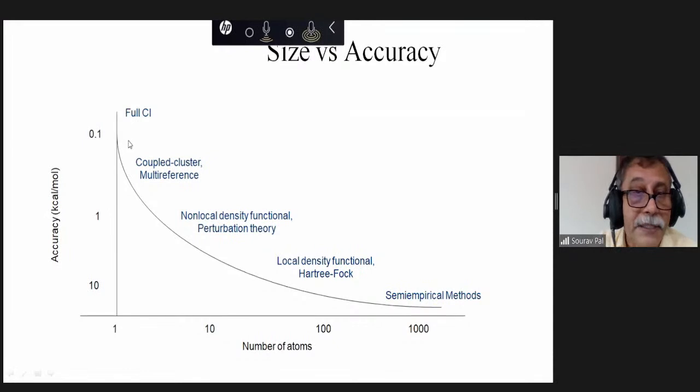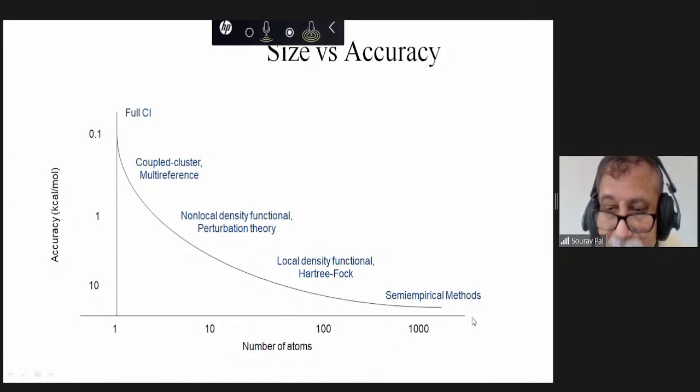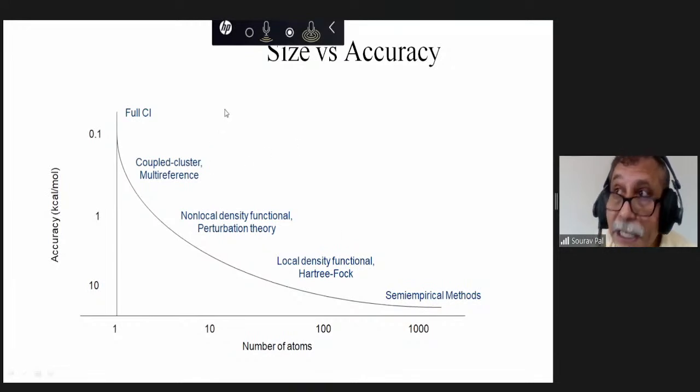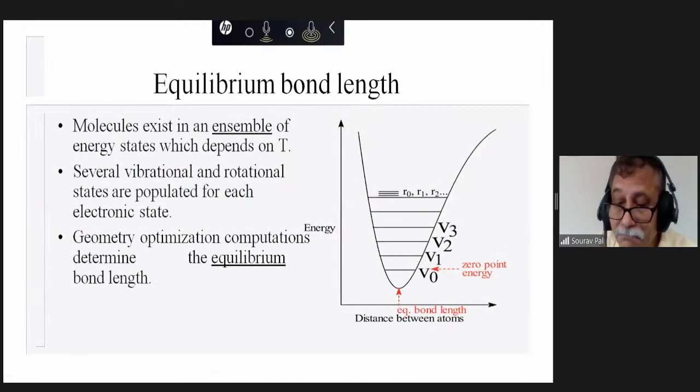The most accurate method is full configuration interaction, for very few atoms. And then as the accuracy decreases, which essentially means inaccuracy in terms of kilocalories per mole is increasing, you can go to semi-empirical methods with 1,000 atoms and so on. So that's the problem. You want big systems to be done accurately. Today, that is not possible. I again repeat that, unless you have quantum computing.